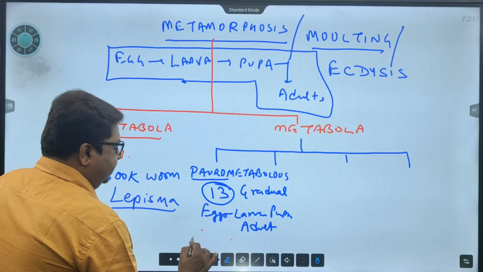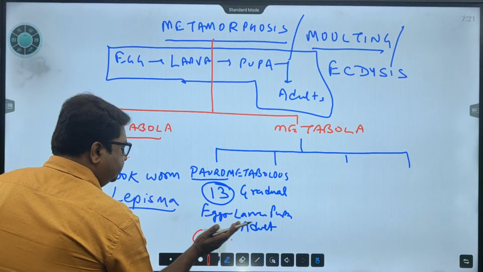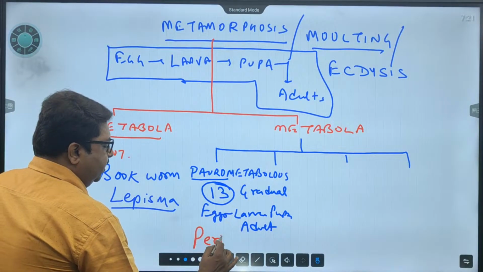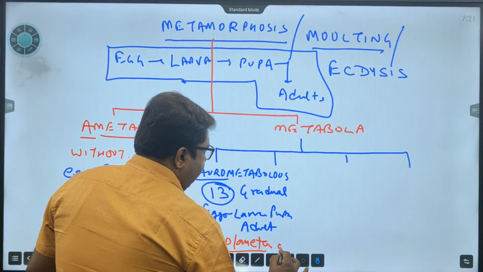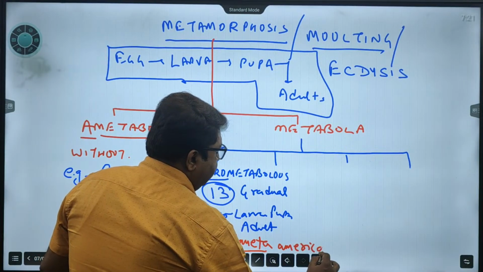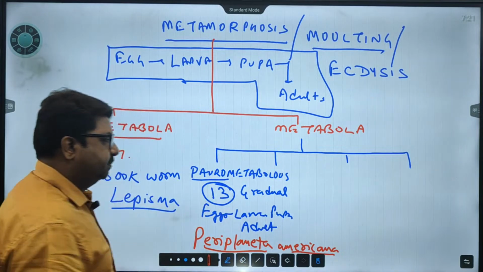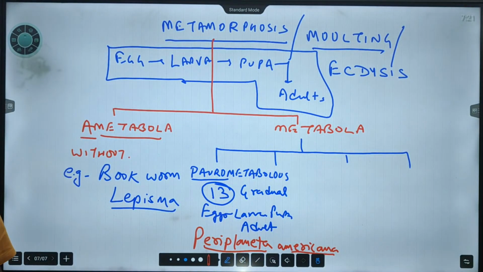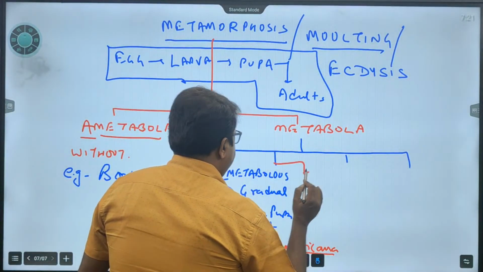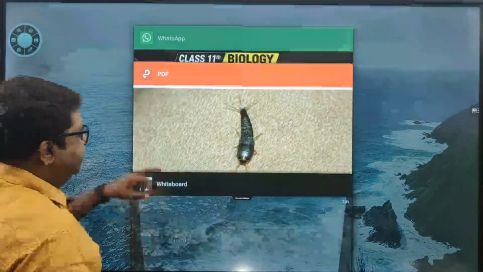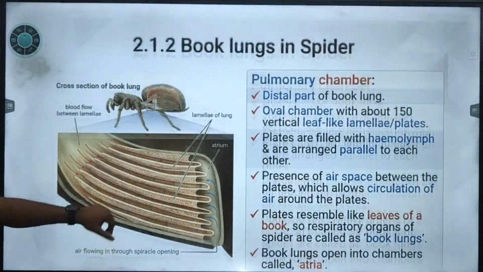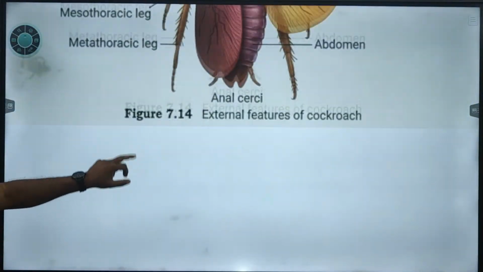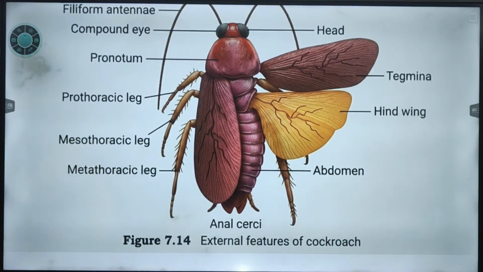13 times molting is done by the cockroach. Tell me the scientific name. Periplaneta americana. Done? This is about Paurometabolus. What is the second one? Acha, just have a look at the cockroach. All of you have seen a cockroach, but I want to show you this.